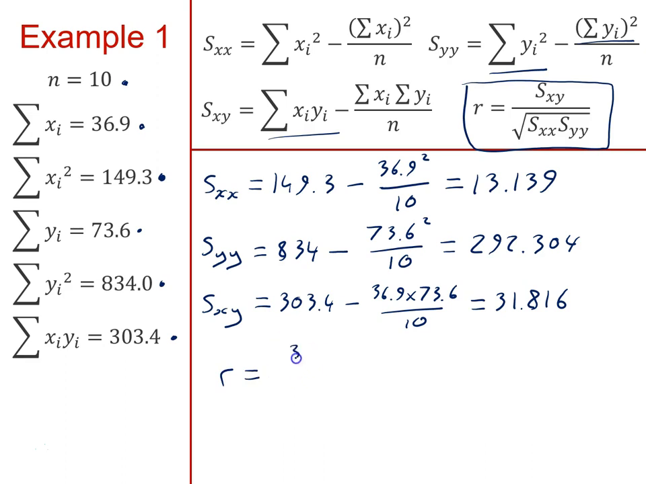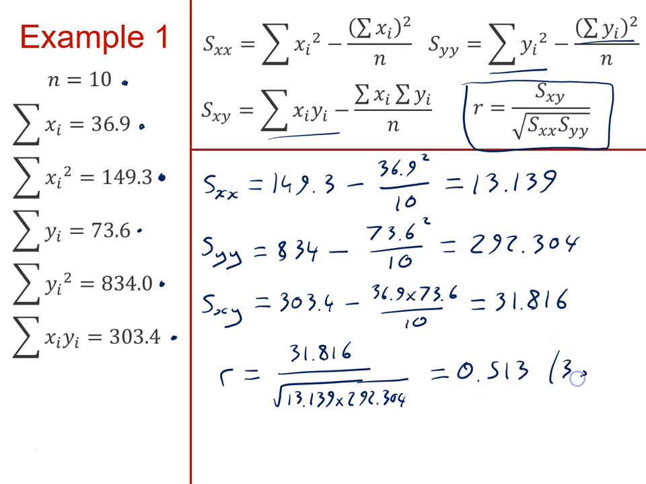So that is going to be 31.816 over the square root of 13.139 times 292.304, which is 0.513 to 3 significant figures.